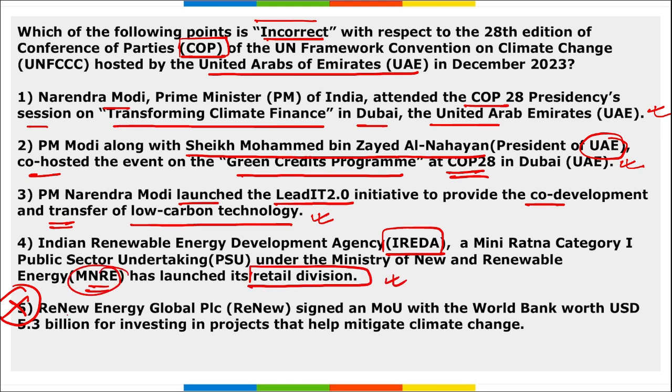Absolutely right. Fifth is saying that ReNew Energy signed an MOU with the World Bank worth $5.3 billion for investing in projects that help mitigate climate change. So why is this wrong? Because it is not with the World Bank, actually it is with the Asian Development Bank, right? That means ReNew Energy Global signed an MOU with the Asian Development Bank worth $5.3 billion for investing in projects that help mitigate climate change, right? Now option 5 also becomes right.